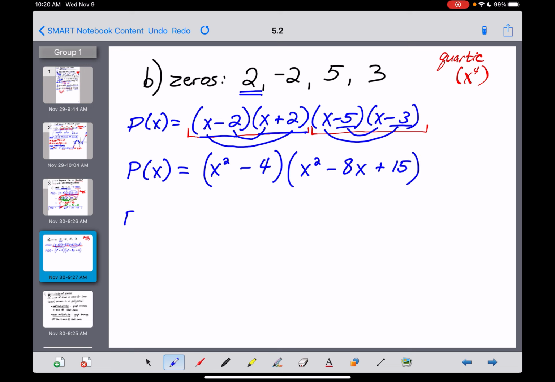And now, you guys, this becomes a problem just like what we had in the last one. We're distributing now, or double distributing, I should say, a binomial into a trinomial. So I start with the x squared. Let's see where that gets us. x squared times x squared is x to the 4th. x squared times a minus 8x is minus 8x cubed. And an x squared times 15 is a plus 15x squared.